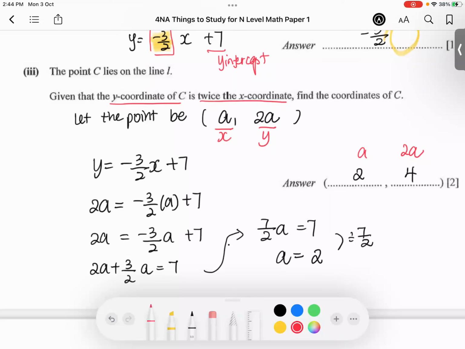So the y coordinate is 2 times the x coordinate. I let the x coordinate be A, then the y coordinate will be 2 times of it. So it will be 2A. Since they say it lies on the line, I will substitute the point. Okay, substitute the point A and 2A into my equation. So the y value now becomes 2A. The x value now becomes A.